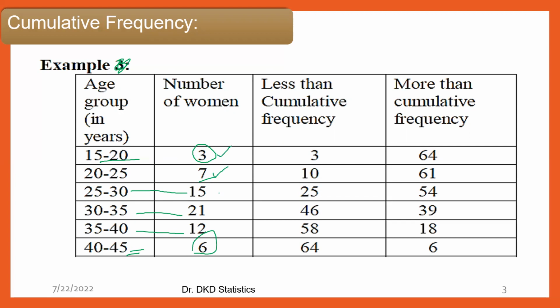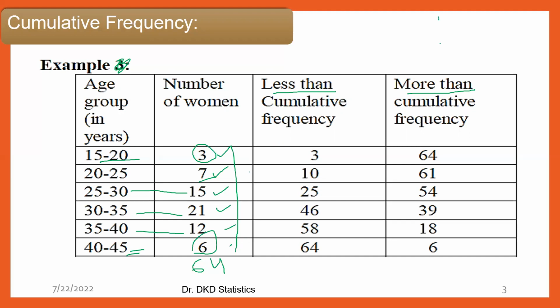This is called the frequency for an individual class interval, and once we add all the frequencies we get the total, which here would be 64. Now the point is to create the cumulative frequency. There are two types of cumulative frequency: the less than cumulative frequency and the more than cumulative frequency. Why are we calculating these two? What is the need of these two kinds of cumulative frequency?